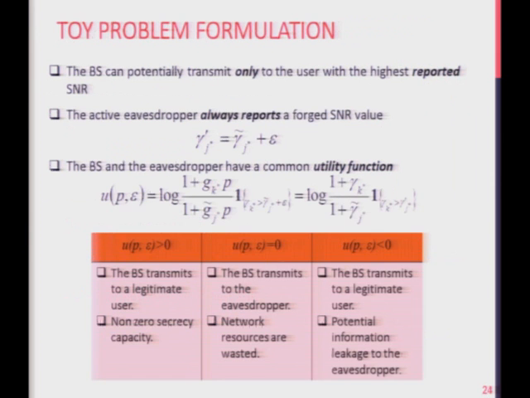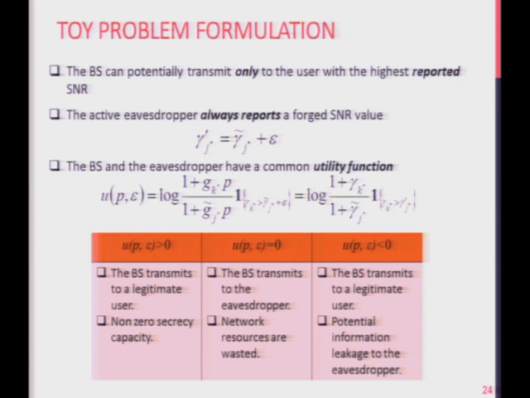Okay, so in order to understand this much more complex situation, we started with the toy problem formulation. So the base station in our approach can only transmit to the user, to the terminal, let's call it this way, including the eavesdropper, that reports the highest SNR. And the second assumption we make is that the active eavesdropper always reports the fake SNR value, gamma prime, which deviates from the actual value, gamma theta, by some quantity epsilon on the real axis.